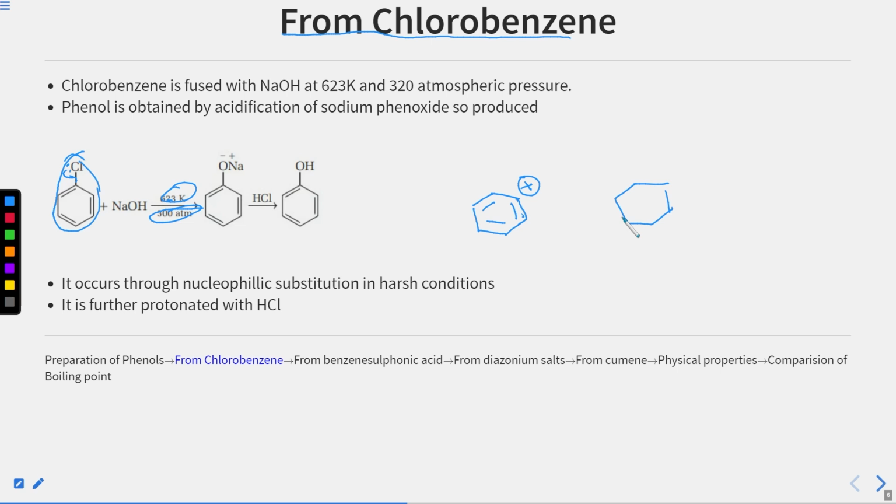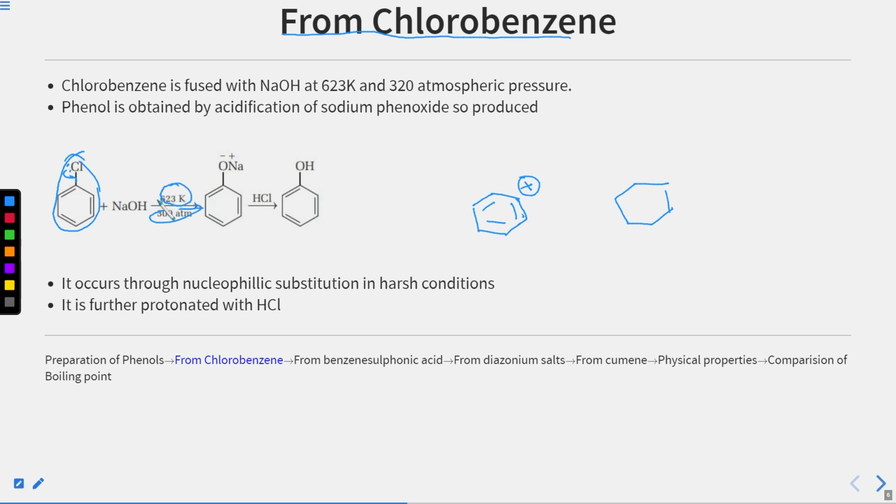Now, due to these three reasons, first, the bond between carbon and Cl has somewhat double bond character. Second, the instability of the phenyl cation, and third, the repulsion from the electron cloud. These three reasons prevent nucleophilic substitution of any chloro or any benzene derivative. But at the same time, if we use a harsh condition, so here you can see it is 623 Kelvin.